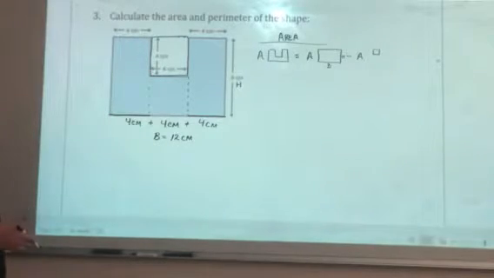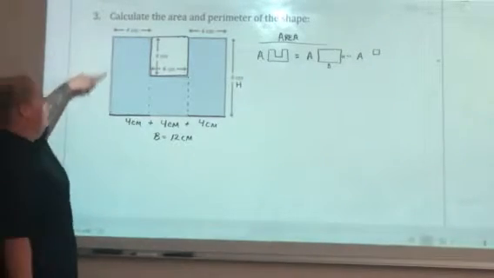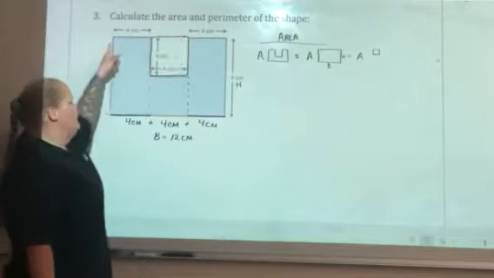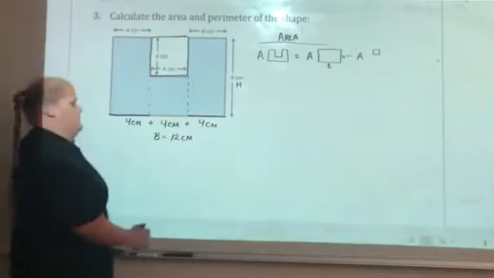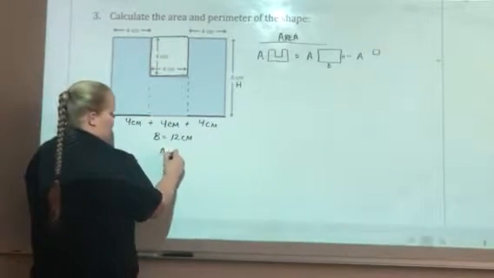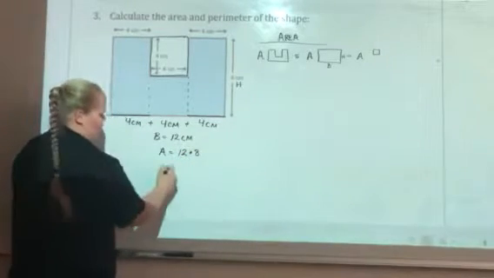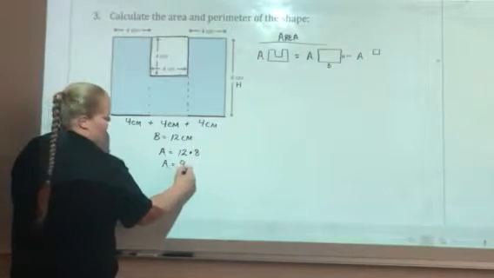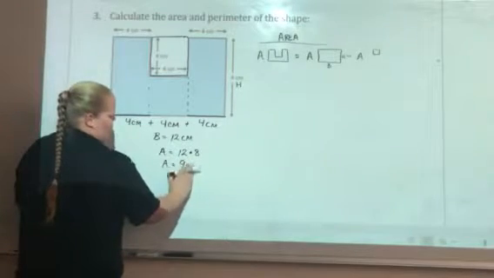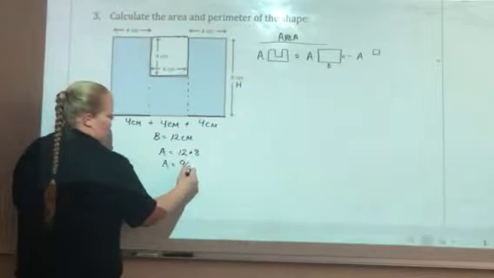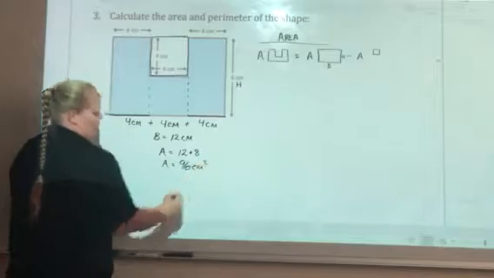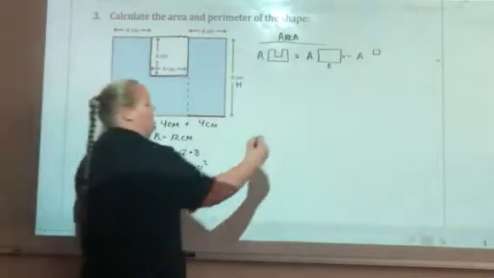So the area of the entire rectangle of this big piece right here, everything together, is going to be 12 times 8, which is going to be 96 centimeters squared. Okay.